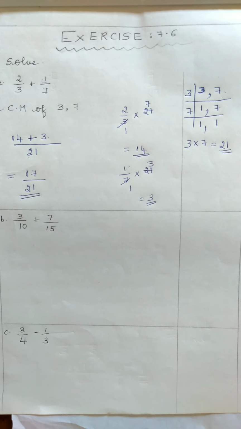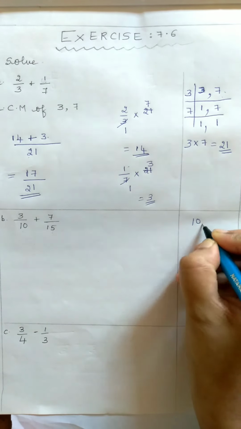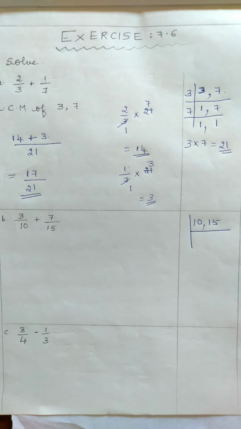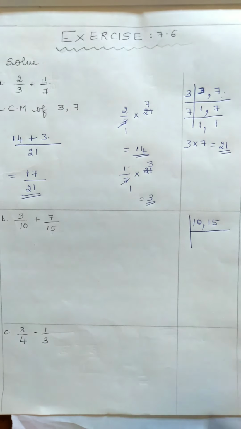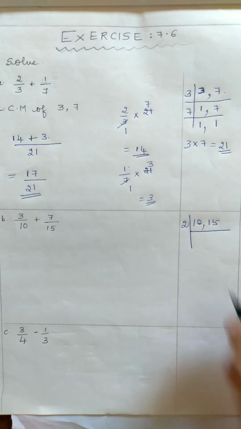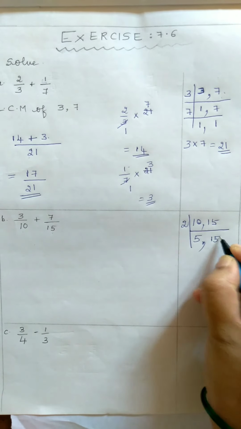Now the second problem, 3 by 10 plus 7 by 15. Again it is an unlike fraction, so find out the LCM of 10 and 15. So we have 10 comma 15. Now consider these two numbers. Take the least common multiple that is divisible by both the numbers. For 10 and 15, the least number will be 2. Therefore, 2 5s are 10, 15 doesn't go by 2, right as it is.